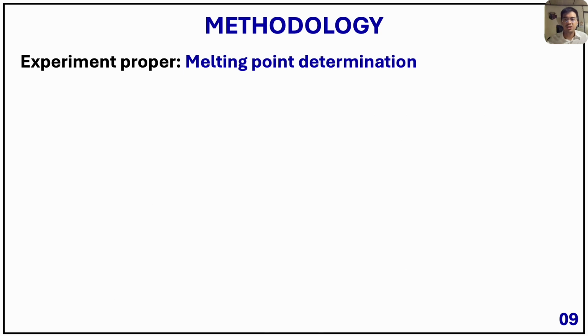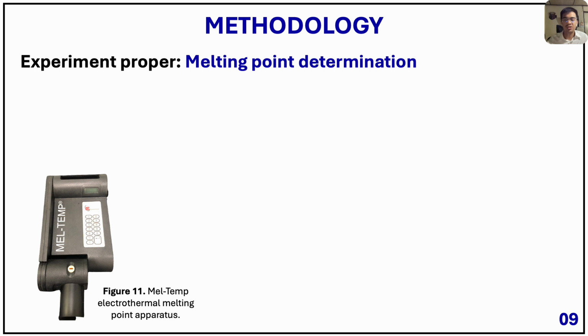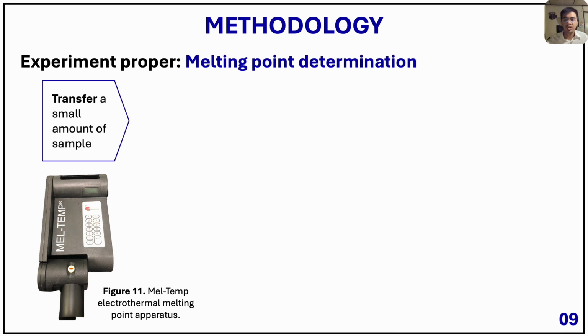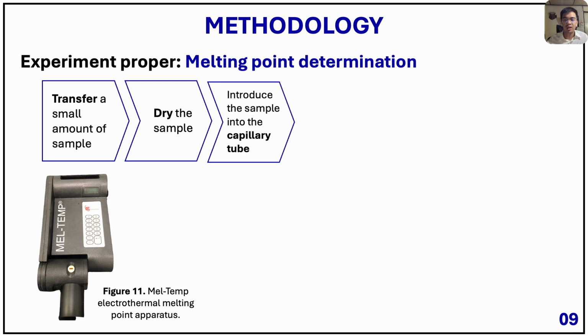To supplement the polarimetry characterization, the melting points of the samples were determined. This is done using the melting point apparatus. To start off, we prepare the sample by transferring a small amount of the substance onto a watch glass. Then, we dried the sample by either oven drying it or pressing it onto a piece of filter paper. Then, the dried sample was introduced into the capillary tube.